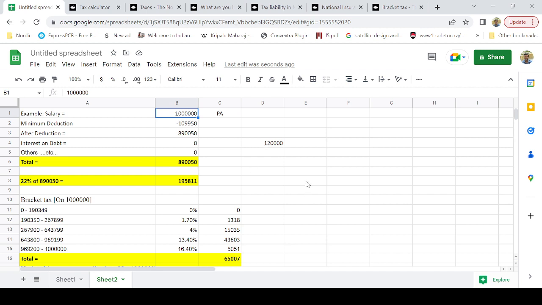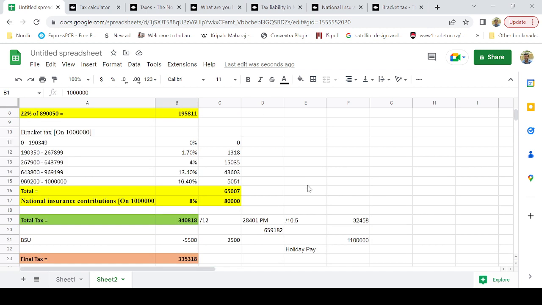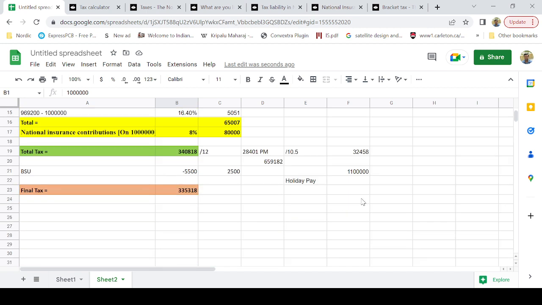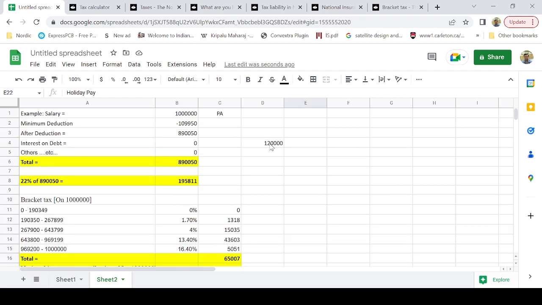So it will be 1.2 million, right? 1.11.2, yeah. So you need to calculate tax based on that. So this holiday pay is not tax free. Basically, they will not deduct any tax.